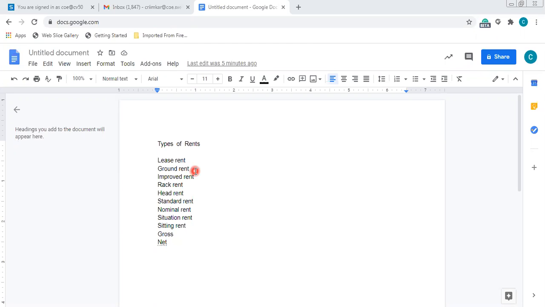Now the next category we call improved rent. What is improved rent? Improved rent is a very simple fundamental to understand. Suppose I have taken a land or a building on lease, and I again give that land to another person on lease. Then whatever the difference between the lease which I am giving and the lease I am taking, that difference we call improved rent.